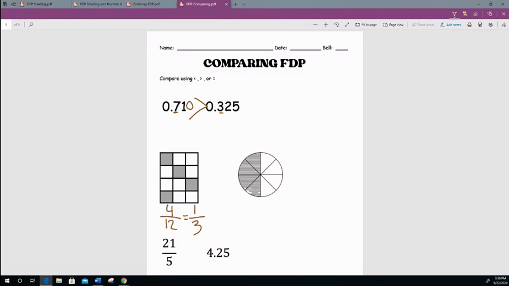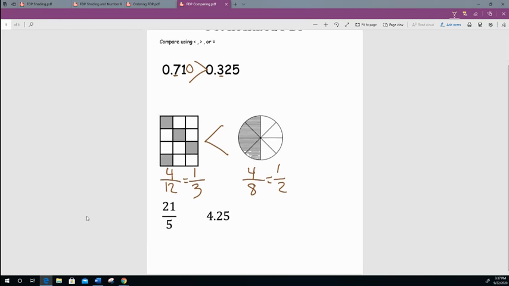Over here, we have 1, 2, 3, 4 shaded triangles out of a total of 8. Okay, and if you look at the circle, it looks like only half of it is shaded. And that does simplify to 1/2. So now we have a third and we have a half. Well, a half is going to be greater than a third. So with this, 1/3 is less than 1/2. Okay, 1/2 being bigger. Now for this last one here, we have 21 over 5 compared to 4.25.